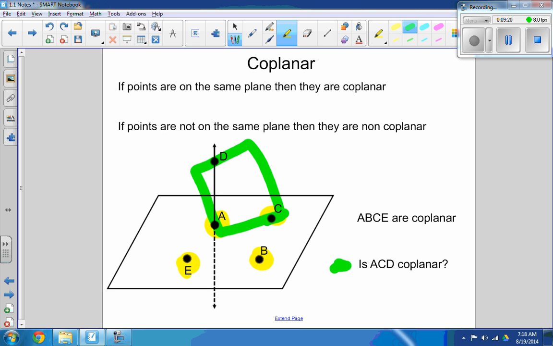So there's a second plane here that wasn't drawn, that I just drew. It's this plane of ACD is intersecting the original plane that's drawn. So while D was not on the original plane, we created a new plane, ACD.